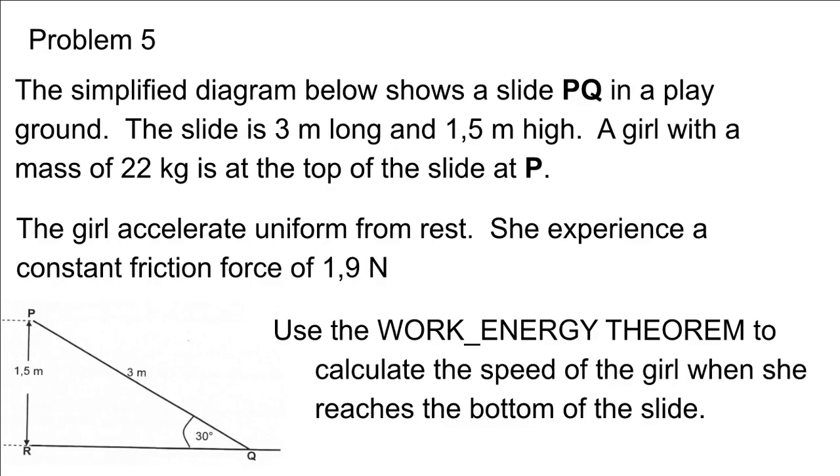The simplified diagram below shows a slide PQ in a playground. The slide is 3 meters long and 1,5 meters high. A girl with a mass of 22 kilograms is at the top of the slide P. The girl accelerates uniformly from rest, and she experiences a constant friction force of 1.9 Newton. Use the work-energy theorem to calculate her speed at the bottom of the slide.